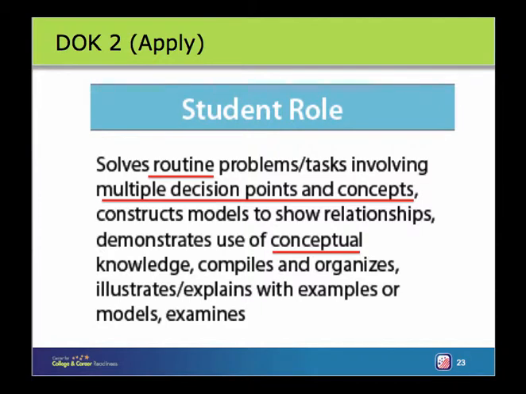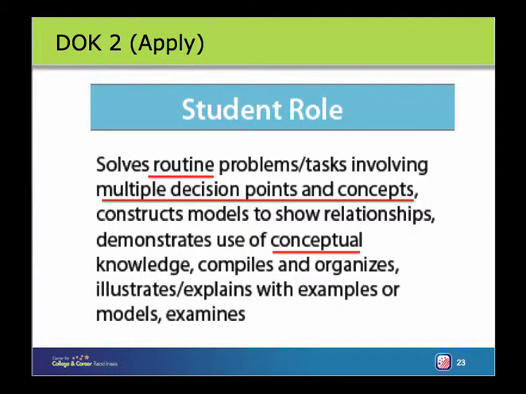So here's a student role. The student solves routine problems and tasks involving multiple decision points and concepts. They construct models to show relationships, demonstrate use of conceptual knowledge. They can compile and organize, illustrate and explain with examples or models. So why is this depth of knowledge 2?